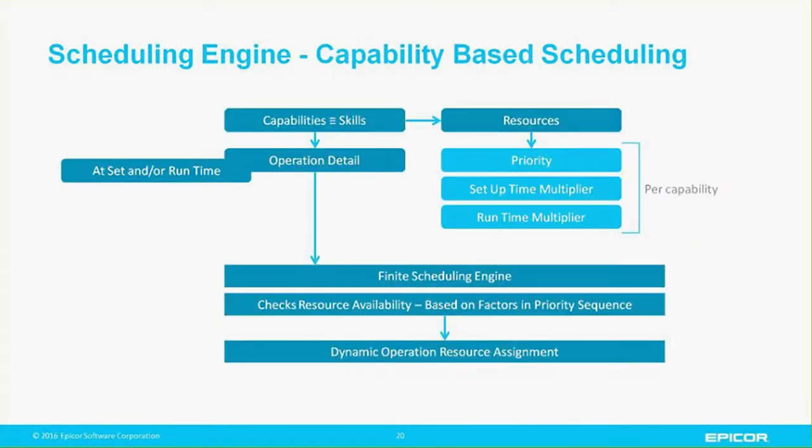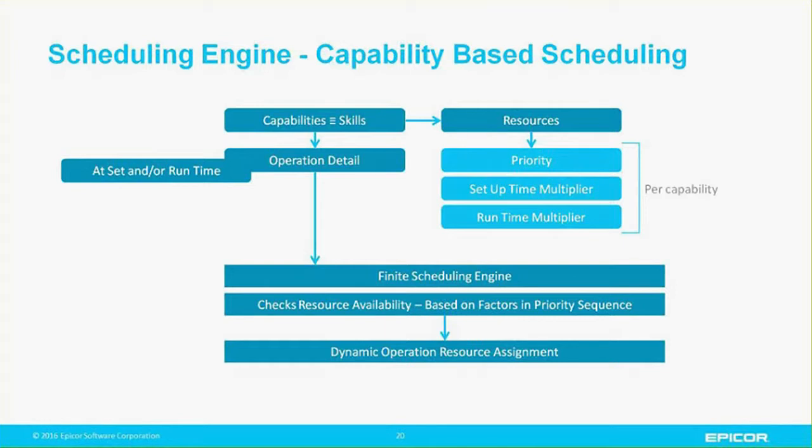Unlike all the other scheduling engine features that have just been covered, capability-based scheduling is only available with the APS scheduling engine. It enables scheduling to dynamically adjust the route of a job. Capabilities can be thought of as skills or competencies that are possessed by any type of resource.